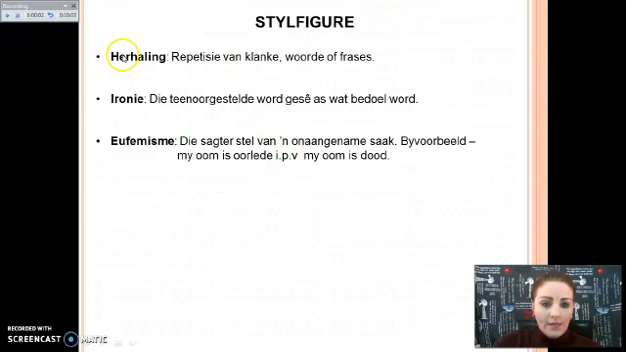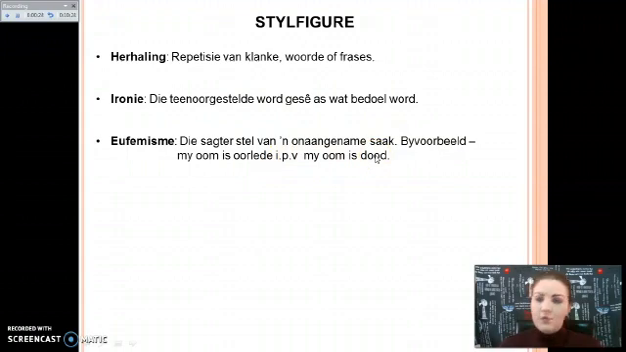Spelfigure, herhaling, which is repetition. Ironie is when you say the opposite of what you actually mean. Euphemism is die sagter stel van 'n onaangename saak. Byvoorbeeld, die oom is oorlede in plaas van my oom is dood.